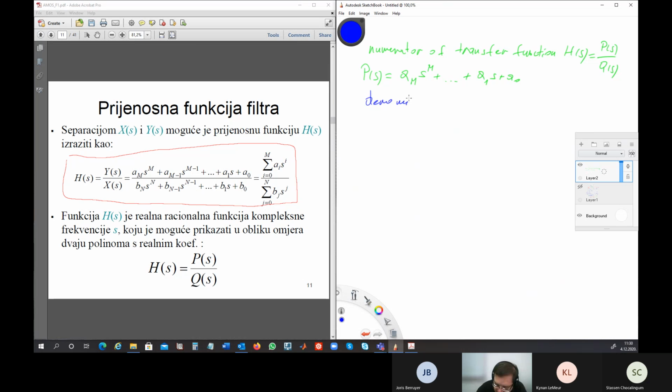The denominator is again a polynomial of the order n, which we can write as Q of s, which is b_n s to the power of n plus ... plus b1 s plus b0.